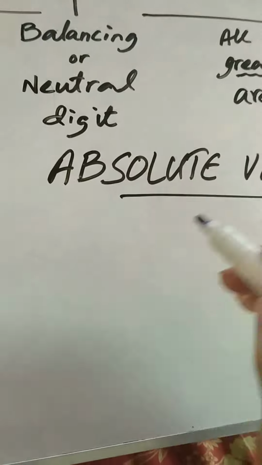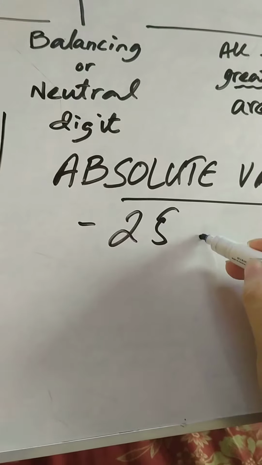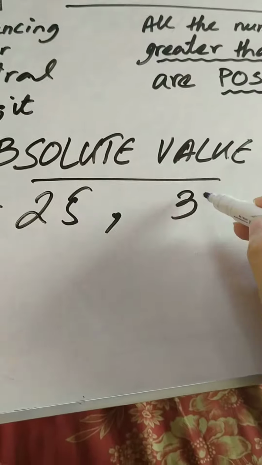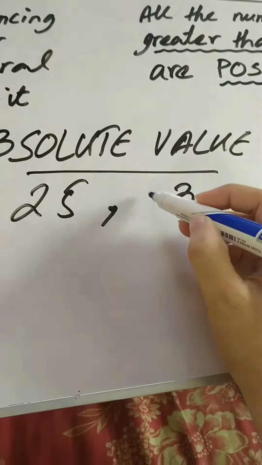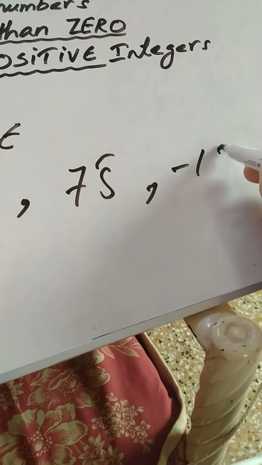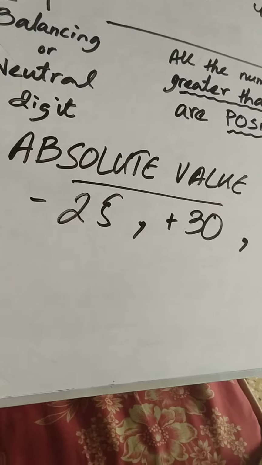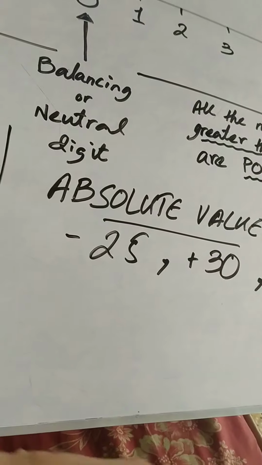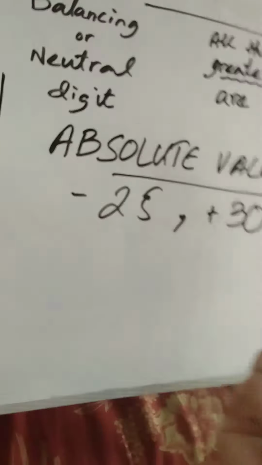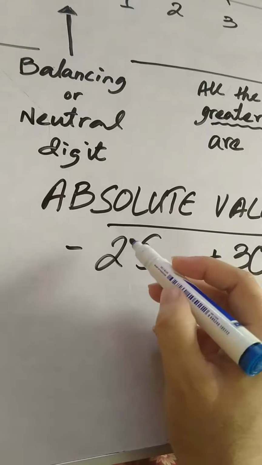Now guys, absolute value. For example, if I write here minus 25, if I write here plus 30, if I write here 75, if I write here minus 13. So guys, what is absolute value? We know that integers, what are integers? All the negative and positive numbers. So guys, what is absolute value? Always remember, absolute value हम किसे कहते हैं?